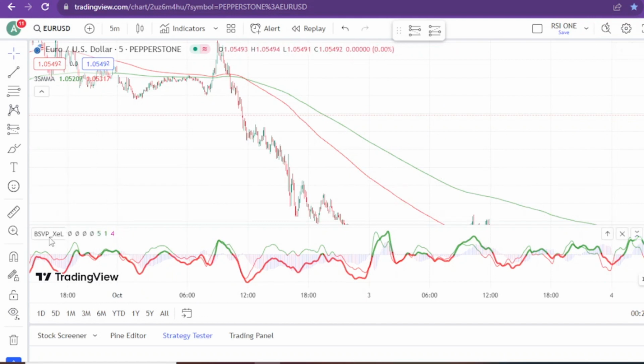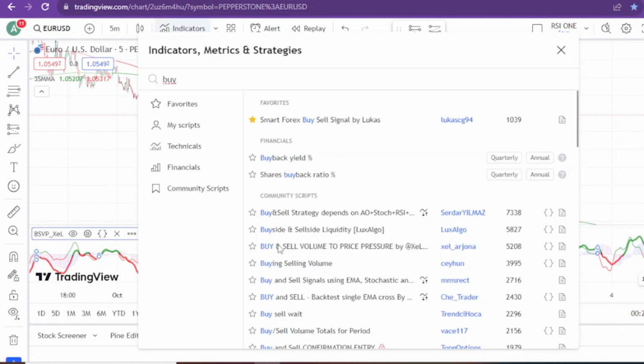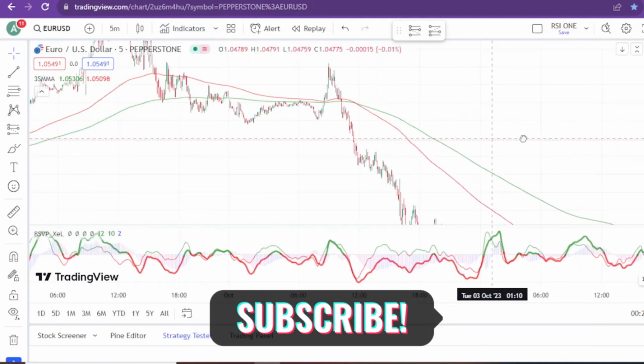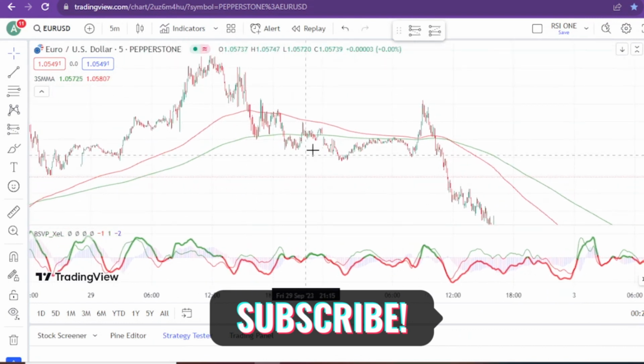And the name of this indicator is this one. You just write buy, and it will show this one right here by Excel Arjona, if I said it right. Yeah, it is this one. So there you go, guys. This was the trading strategy.